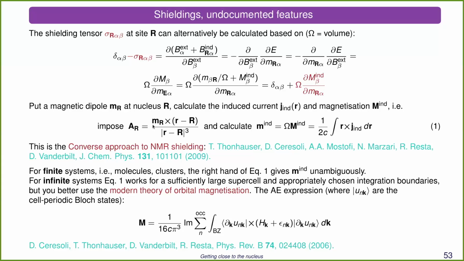And then you calculate what the induced magnetic moment comes out. This is just the definition of the magnetic moment. This is your induced moment. That's this ratio over here. And then you also have a way of calculating the shielding. This is called the converse approach to NMR shielding, which was introduced by Thonhauser, Davide Ceresoli, David Vanderbilt and many others in this paper in 2009. You can also use that to calculate shieldings.